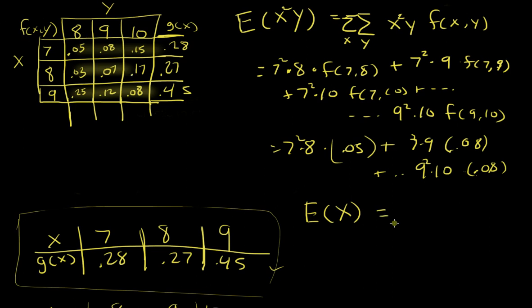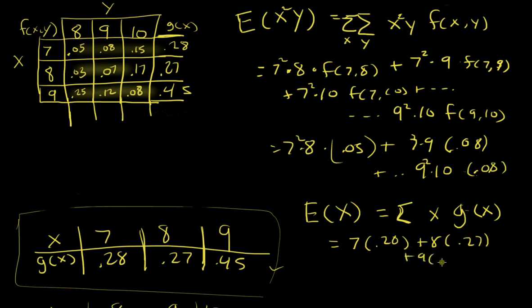Now, what if the expected value is of x? Given the joint probability distribution function, if it's an expected value of x, then we're going to need the marginal for x. Just like in probability, if it only involves x, then you need the marginal of x to use as your probability distribution function. So this would be 7 times 0.28 plus 8 times 0.27 plus 9 times 0.45.